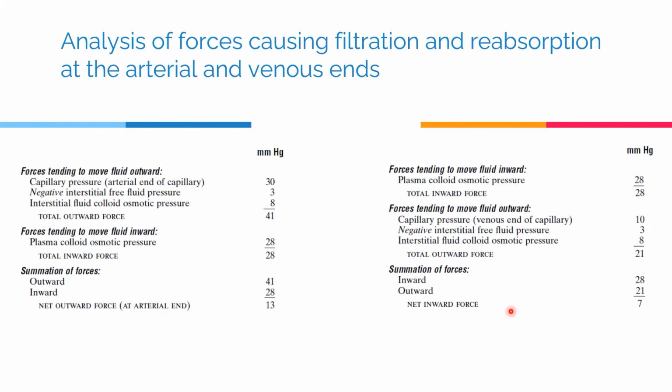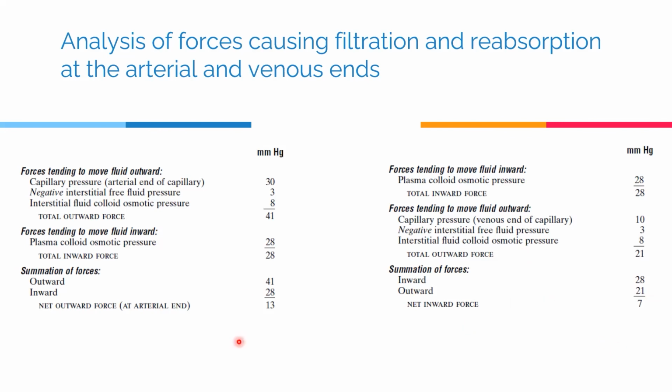Next, we look at the analysis of the forces at the venous end. Here we see that the total inward force is still maintained by the plasma colloid osmotic pressure, which is 28 millimeters of mercury, which is constant at both ends. The only change is seen in the capillary pressure, which drops significantly to around 10 millimeters of mercury. The other two forces, the negative interstitial fluid pressure and the interstitial fluid colloid osmotic pressure, remain at their original values to give a total outward force of 21 millimeters of mercury. Thus, now the summation of all the forces gives us a net inward force of 7 millimeters of mercury.